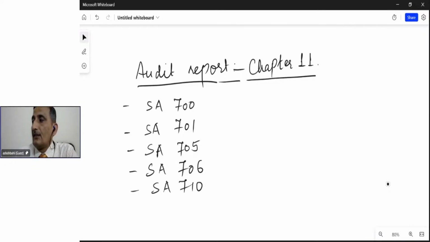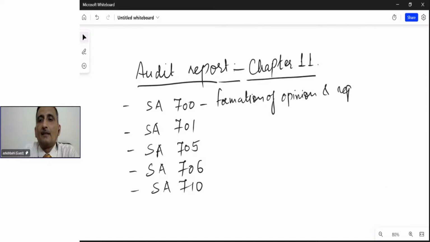So this chapter number 11 deals with the aspect of audit report. So guys, you can very well understand how important this chapter is, because the outcome of the audit process, the outcome of the audit exercise, is finally the audit report. So in this chapter, students, we shall be discussing a few SAs, that is SA 700, which relates to formation of opinion by an auditor and reporting requirements.